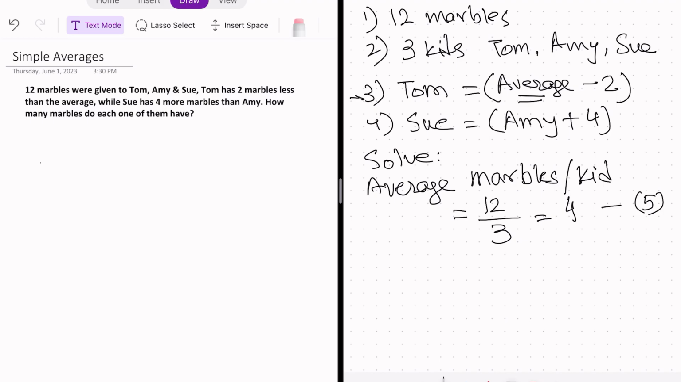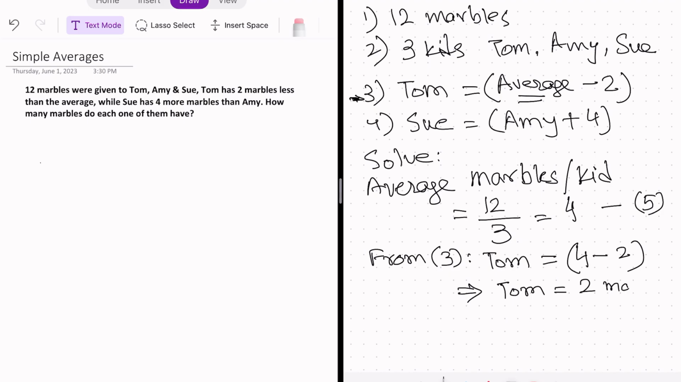Now, I've been told that Tom has 2 less than the average. So from the third clue, I can say the number of marbles that Tom has is the average, which is 4, minus 2. So I can say Tom has 2 marbles. I already found one. Now let's go to the next clue.